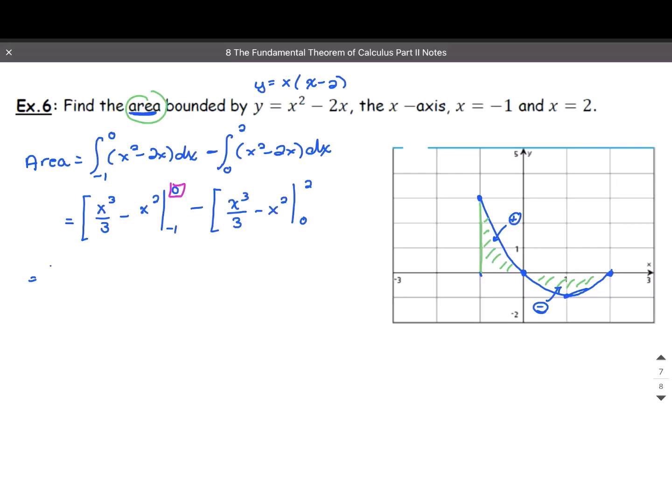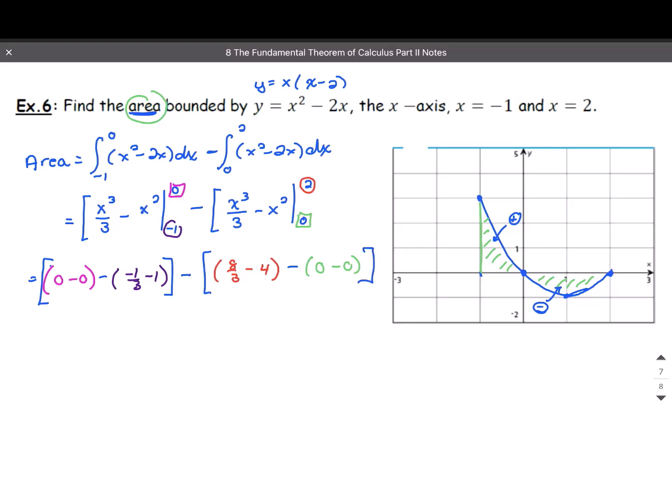So we're going to have 0 minus 0. That's easy. Minus, now we're going to plug negative 1 in, and we're going to have negative 1/3 minus 1. But also notice all of this is from the first integral. Minus, then we're going to have to do another set of brackets for the second integral. And we're going to substitute in the 2 first. So 2 cubed is 8 over 3 minus 2 squared is 4. Then we're going to subtract, and we're going to substitute in the 0. So we'll have 0/3, which is 0, minus 0.